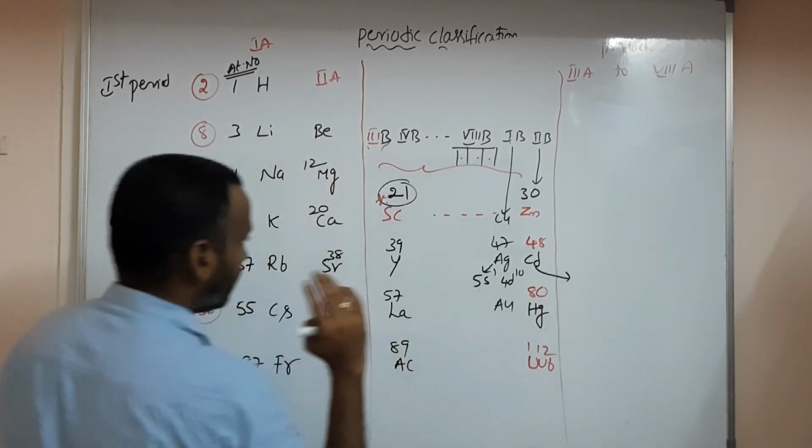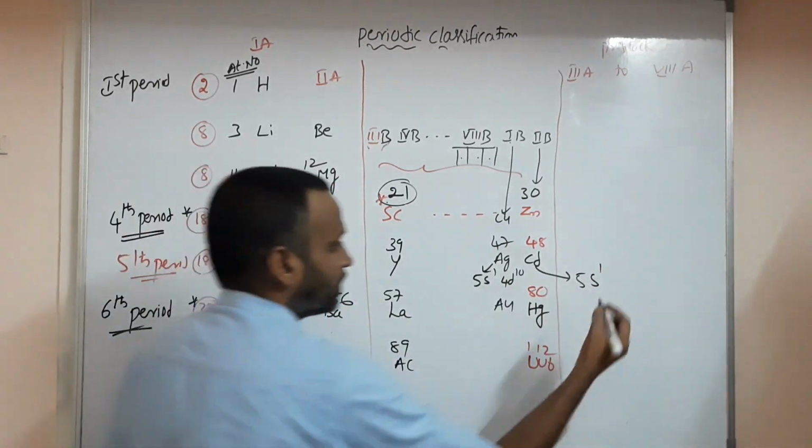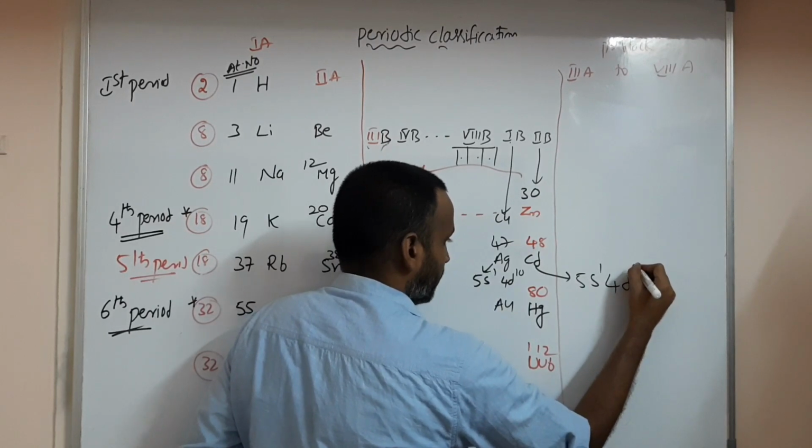Suppose cadmium, okay, it belongs to the 5th period. So 5s1 and it comes under 4d10.